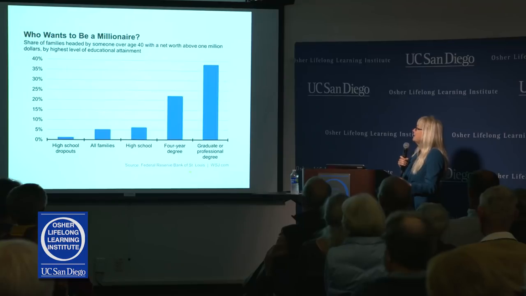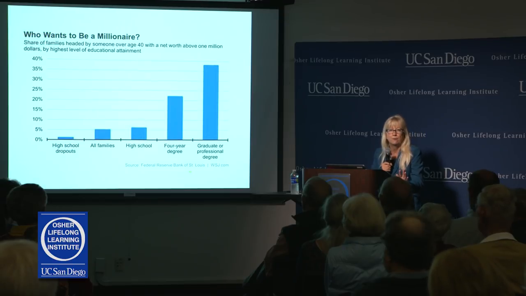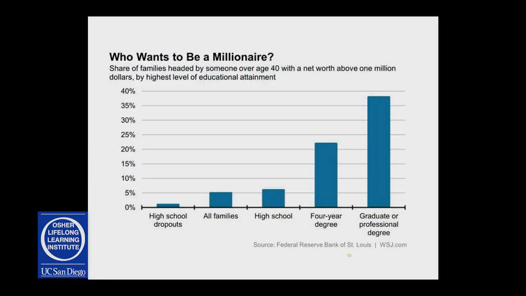Suppose you want to be a millionaire, other than going on a TV show and winning something. Here's the share of families headed by someone over age 40 with a net worth above $1 million by highest level of educational attainment of somebody in that household. So 40% of the families who are millionaires are from a household with a graduate or professional degree.